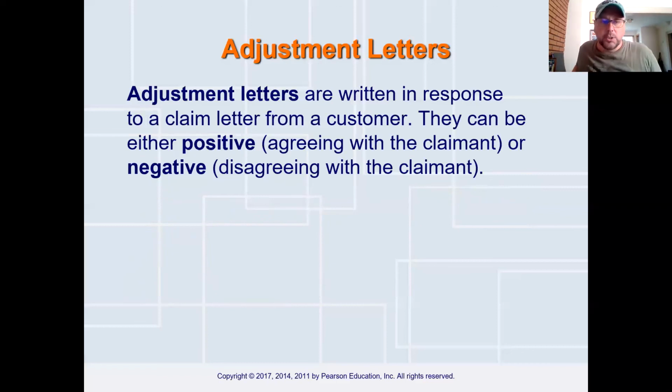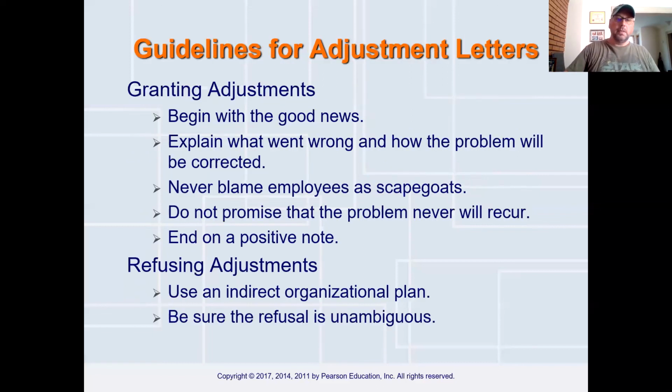Adjustment letters are written in response to a claim letter from a customer. They can be either positive or negative. When you're granting adjustments, you've got to begin with the good news. All right, explain what went wrong and how the problem will be corrected next time. Never blame employees as scapegoats. Don't pass the buck. You look weak. You look like you don't know what you're talking about, okay? You need to make sure that you are in control of whatever is going on in your department. If somebody dropped the ball, you dropped the ball if you were representing that department. Bottom line, never pass the buck, all right?